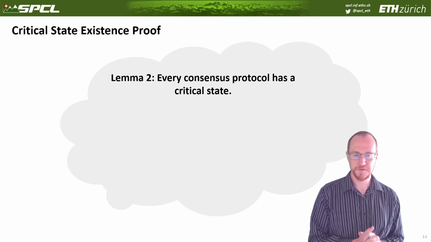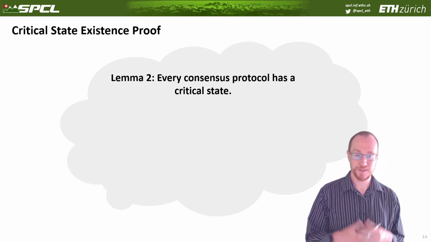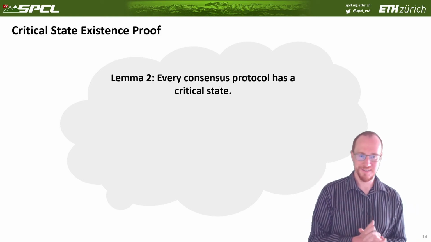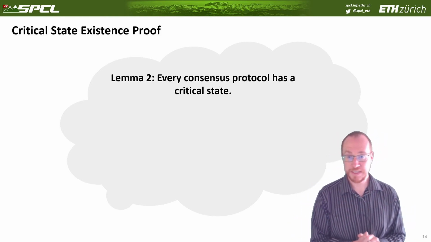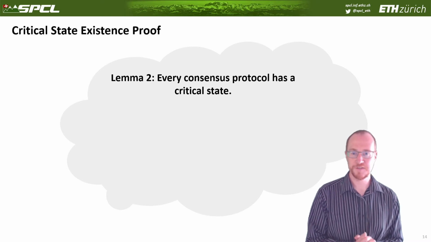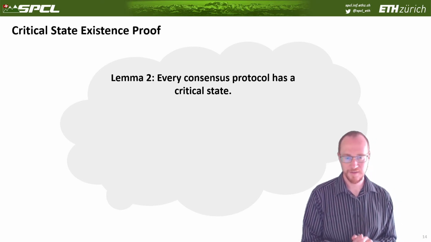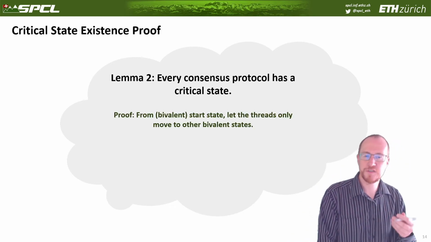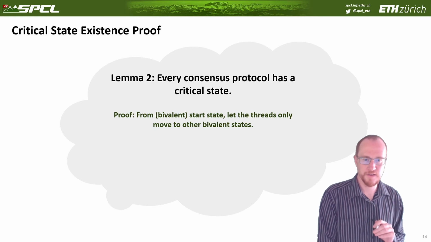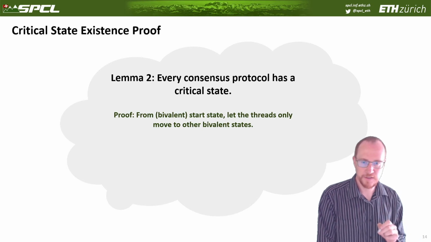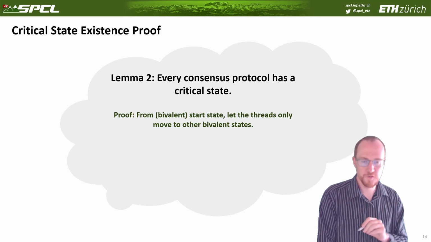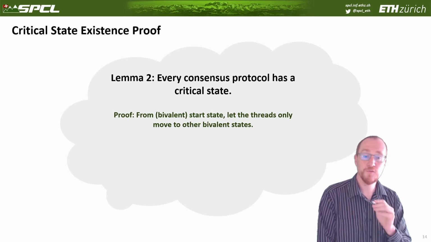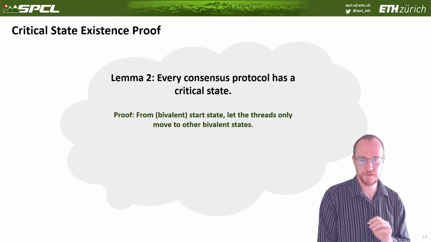So now, as an existence proof, I can give you lemma 2. The first lemma was that the initial state is always bivalent. The second lemma that we are going to need later is that every consensus protocol has a critical state, at least one. Okay, that is somewhat intuitive, and the proof is also somewhat intuitive because we are starting at a bivalent start state. So now let's traverse the state tree in a way that we only move to bivalent states. Right? We move from state to state and we try to only move to bivalent states. And once we cannot move to another bivalent state, we are at the critical state, right?